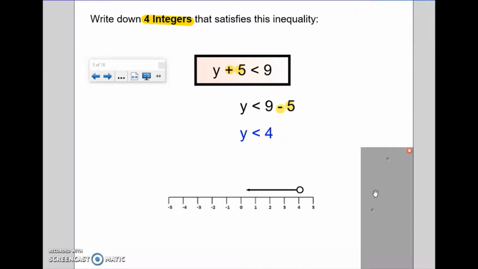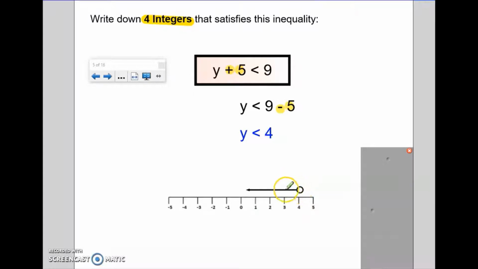I could also present my answer on a number line. So I've wrote a number line here from -5 up to 5, and I've put a circle at 4. Notice that the circle is not shaded, it is empty. And an empty circle depicts this inequality sign. So it's less than 4, but because it's not shaded, it is not equal to.